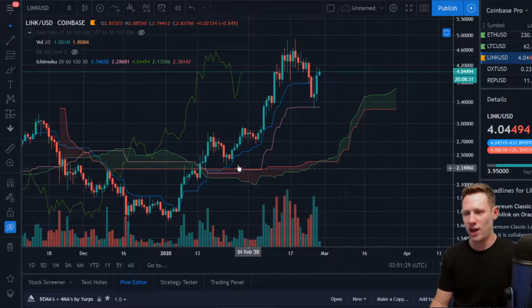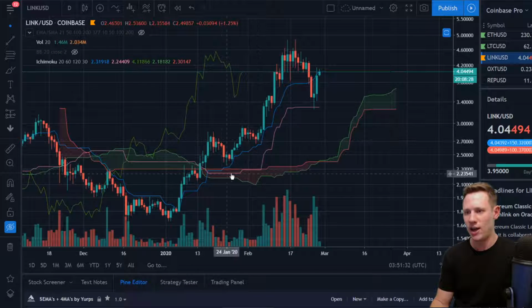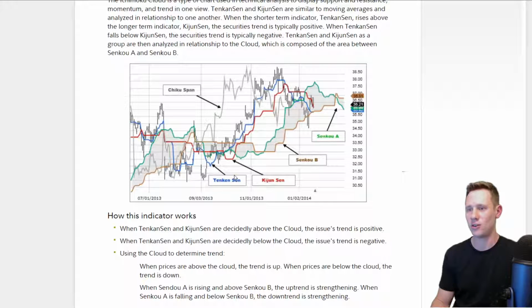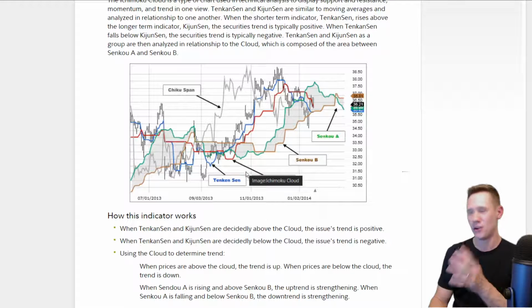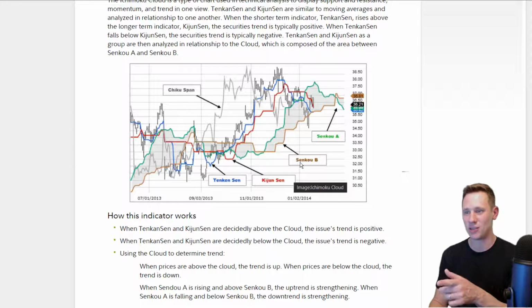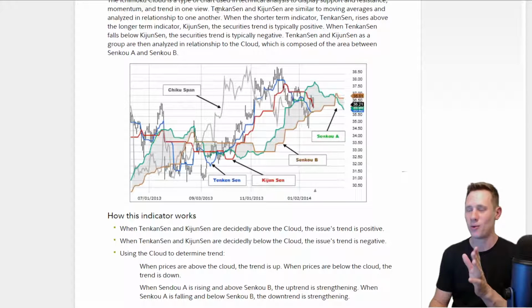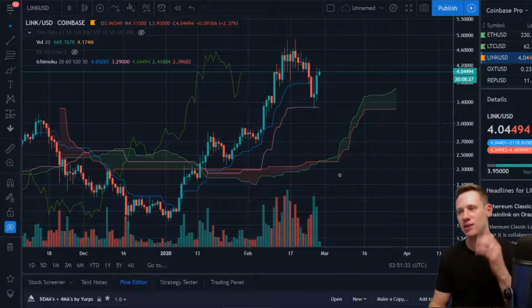So basically you have your conversion line and your baseline. If you want to get technical, the conversion line is called the Tenkan-sen and the baseline is called the Kijun-sen. The lagging span is called the Chikou span. Okay? But if I said in all my videos Tenkan-sen, Kijun-sen, Chikou span, no one would remember these, okay? So if you do want to know the proper terms, even the Senkou B and the Senkou A, we don't need all that, okay? Let's keep it simple here.